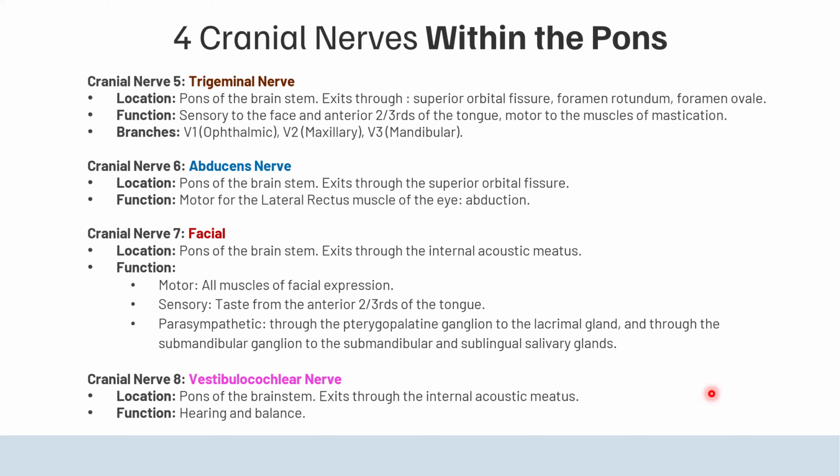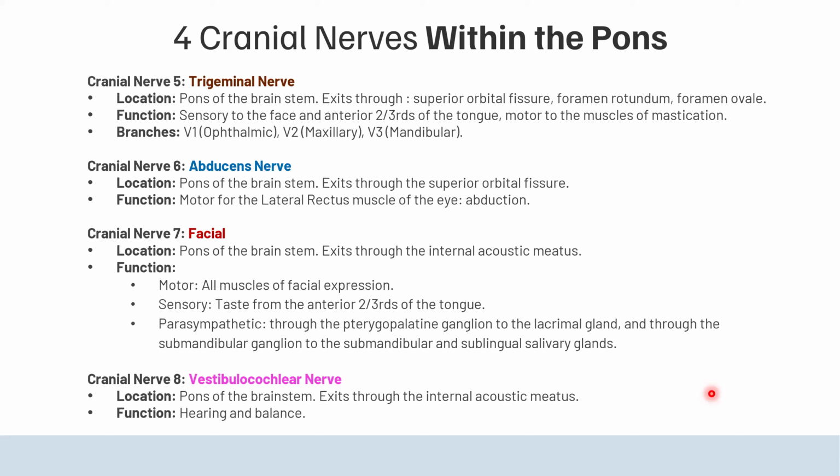Okay. Our sixth cranial nerve is the abducens nerve. The abducens nerve is responsible for abduction of the eye, so abduction. It exits through the superior orbital fissure alongside cranial nerves 3, 4, and V1, and it's going to supply the lateral rectus. So think of it this way, something is lateral, it's pulling laterally, it's going to contribute to abduction, all right?